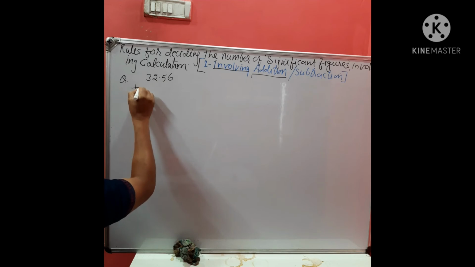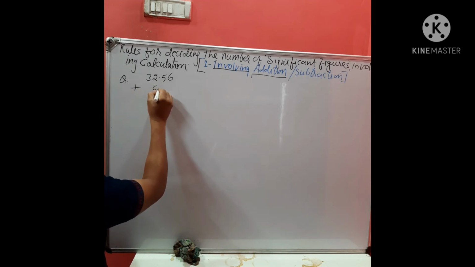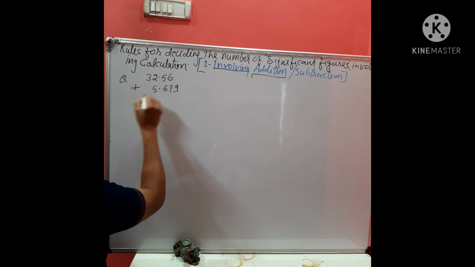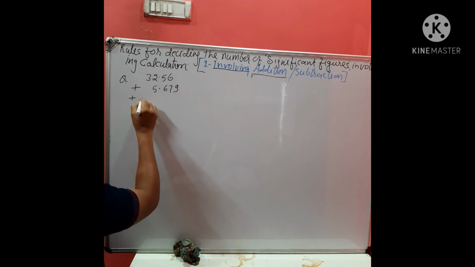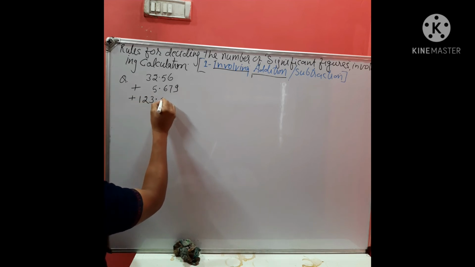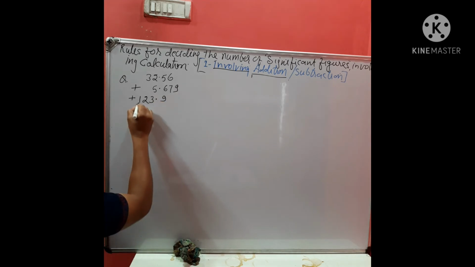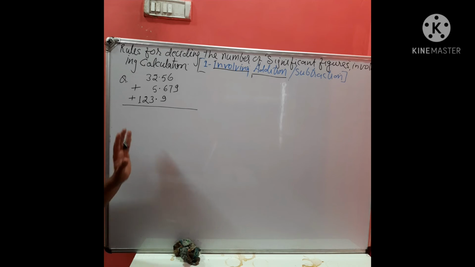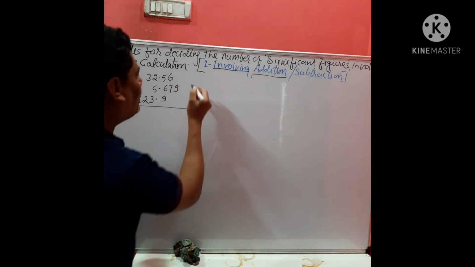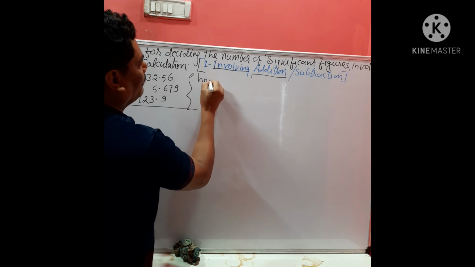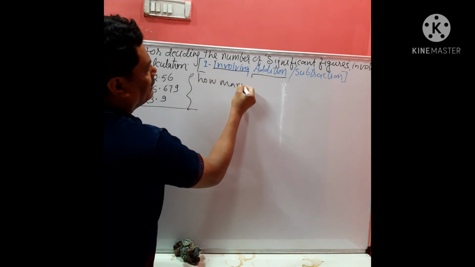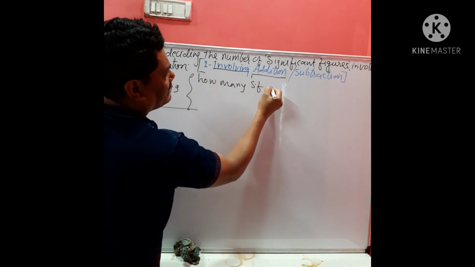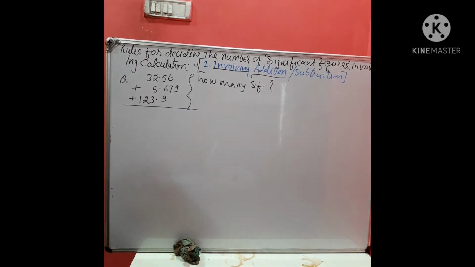Suppose the question is 32.56 plus 5.679 plus 123.9. Now we have to find how many significant figures are there. The question is how many significant figures are there.